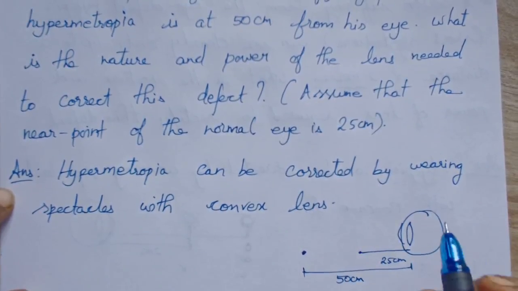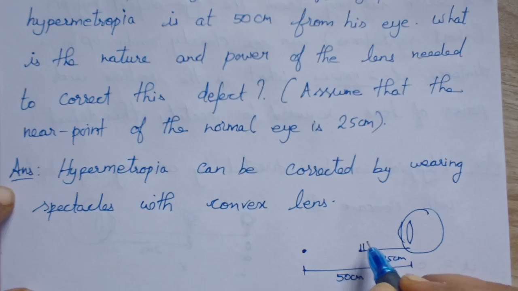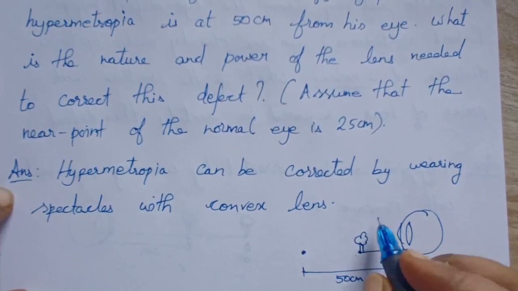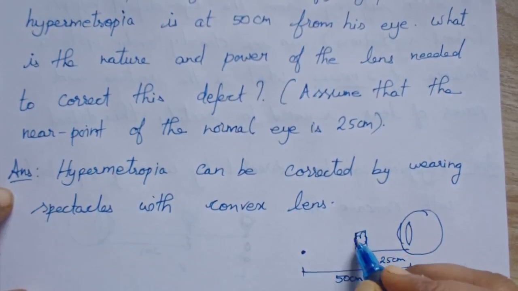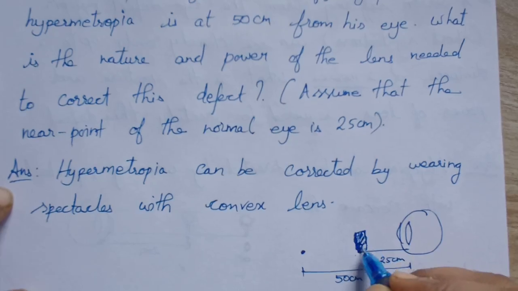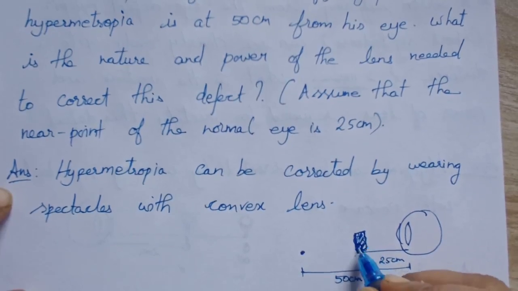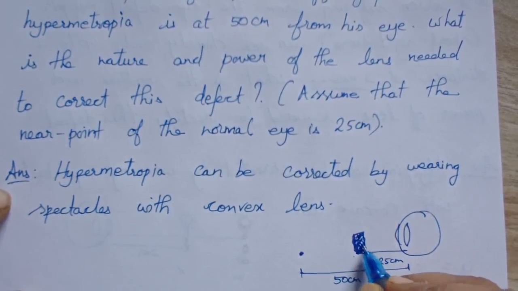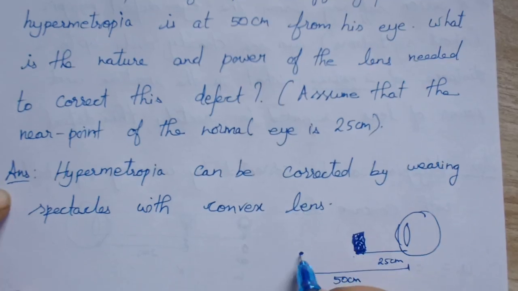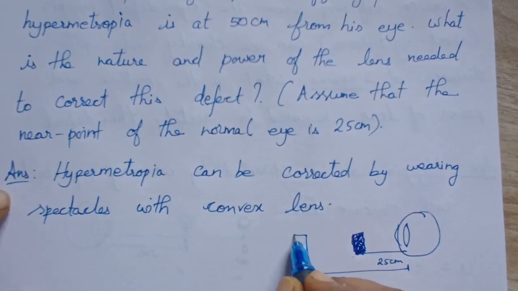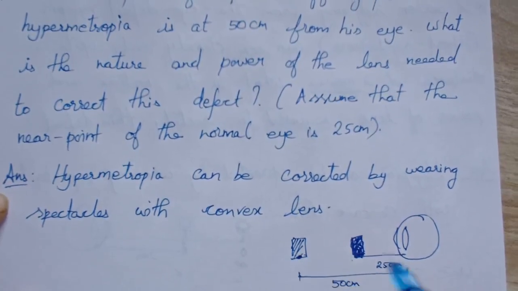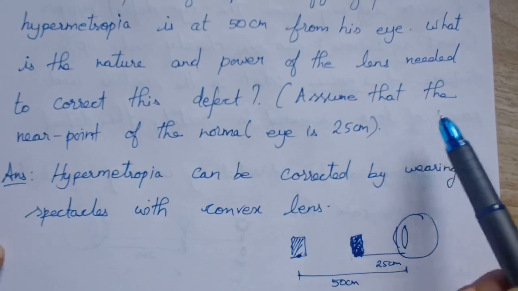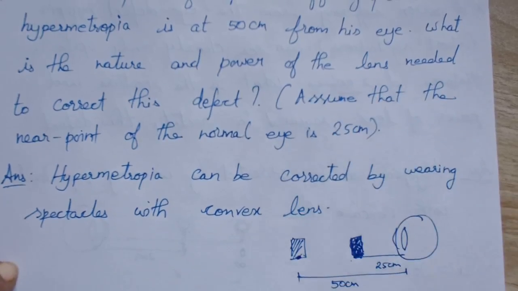Correct? See, for example, a book is here at 25 centimeter. You are going to read this book. If the book is kept at 25 centimeter, he is not able to read it. If you bring the image of this book at a distance of 50 centimeter, he is able to read the book clearly. So what is the power required? Power of the lens needed to correct this defect.